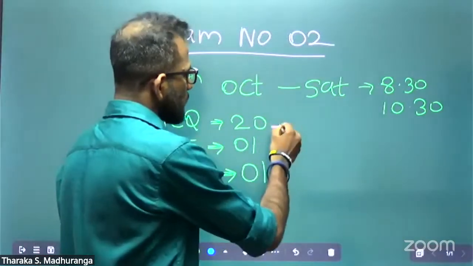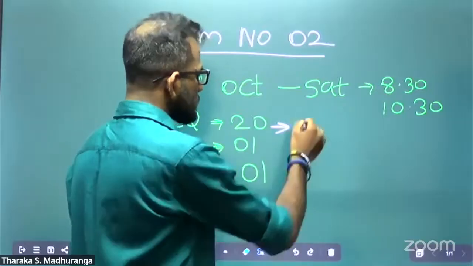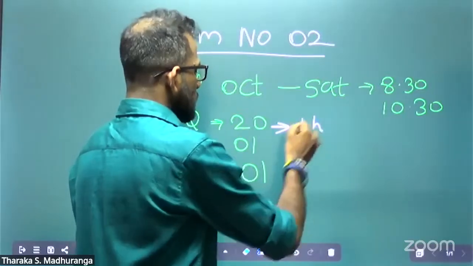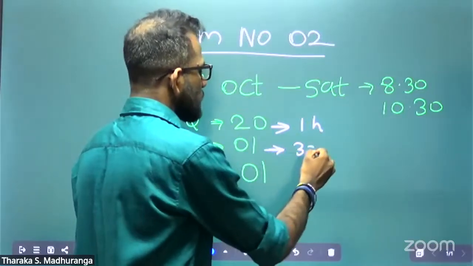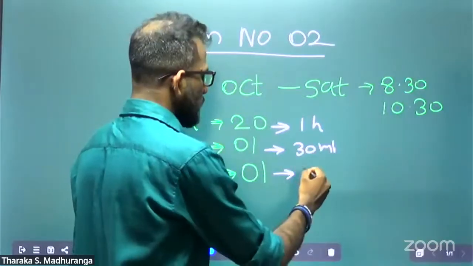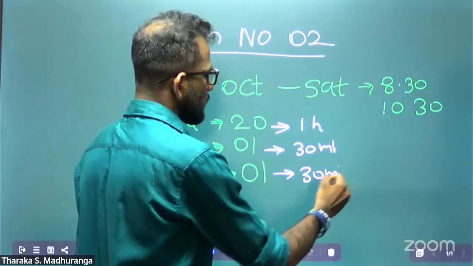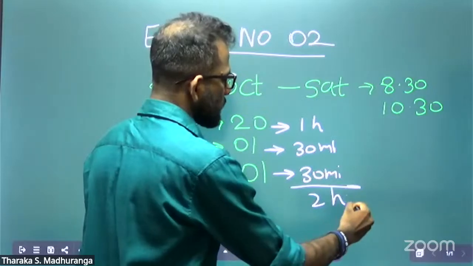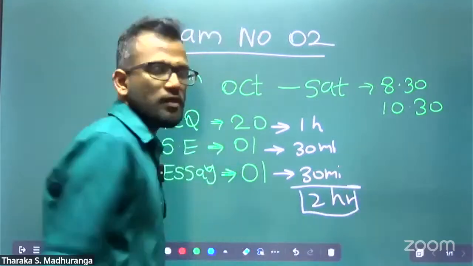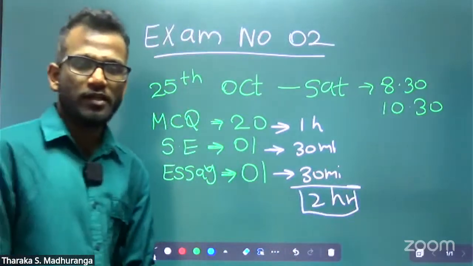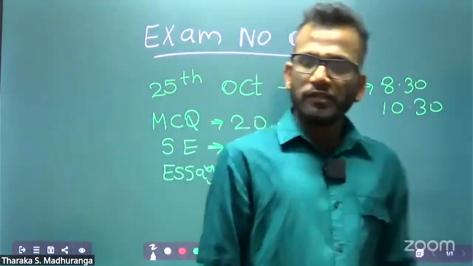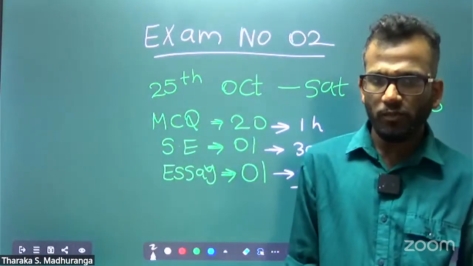For 20 MCQ, you have 1 hour. For the structured essay part, you have 30 minutes. That's altogether a 2-hour paper in the final week of this month. It is compulsory for both groups, 1 and 2, all students.